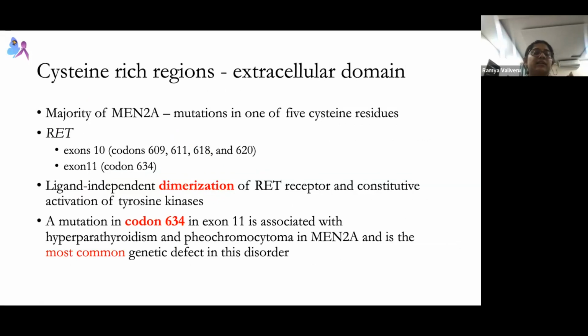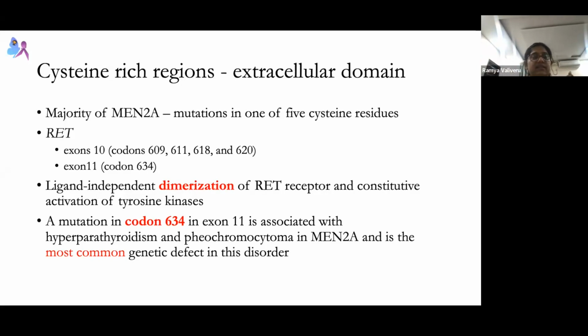Cysteine-rich regions are extracellular, and the majority of the MEN2A mutations occur in one of the 5 cysteine residues. The most common is exon 11, codon 634. Others are exon 10, codons 609, 611, 618, and 620. If you really go through the data, these are the most common ones. These are all in the extracellular cysteine-rich domain, causing ligand-independent dimerization of the RET receptor and constitutive activation. If there is a mutation, there's no need for ligand for these receptors to dimerize.